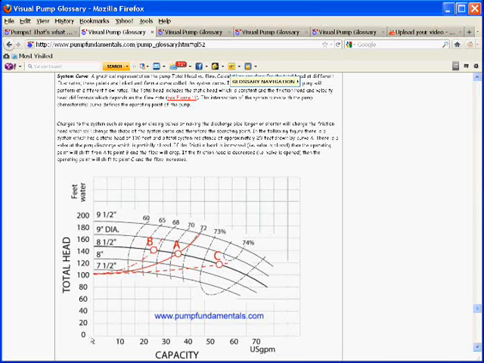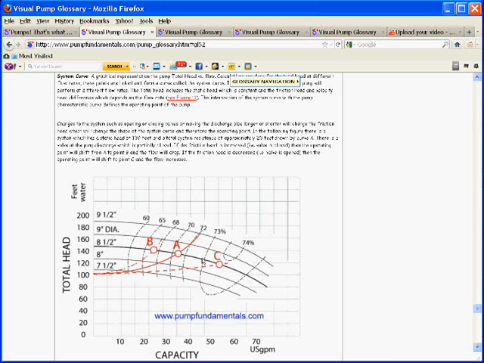So we're seeing here the flow on the x-axis and the head on the y-axis, and this diagram comes straight from the manufacturer, right? And what we see is the different impellers that are available for that model pump from 7.5 to 9.5. And we're seeing the efficiency curve. So this will tell us how efficient our pump is while it's operating.